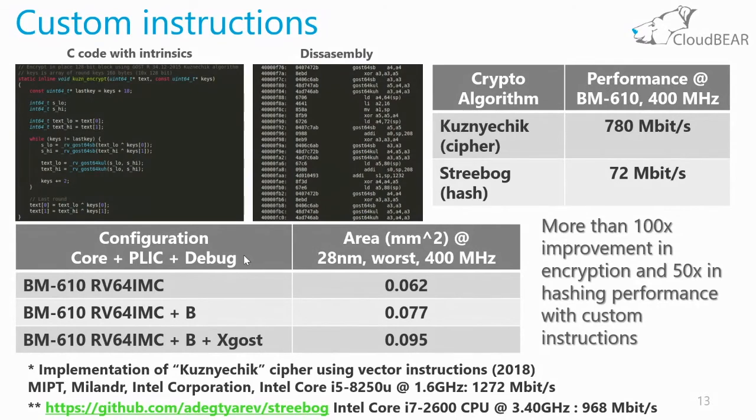So overall, we got about 100-time improvement in the encryption speed compared to a pure RISC-V IMC implementation, and about 50 times hashing performance improvement. As you can see, and there are some links to related work which people have done before on Intel machines, we got about 60% of Intel performance at a very tiny core, which is less than 0.1 millimeter in 28 nanometer. And that's all enabled by the power of custom instructions.